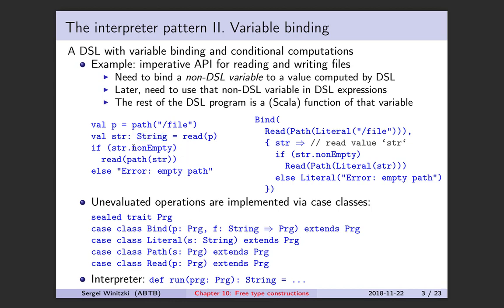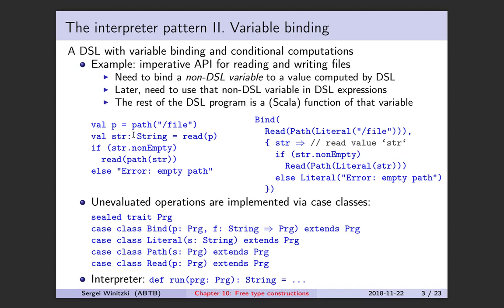So then suppose we have this logic. We read one file, and if its contents is not empty, then we interpret its contents as another file name and we read that. And then we want to return the string that is in the second file. And if it's an empty file, then we return an error string like this. So how can we implement this logic in the DSL?